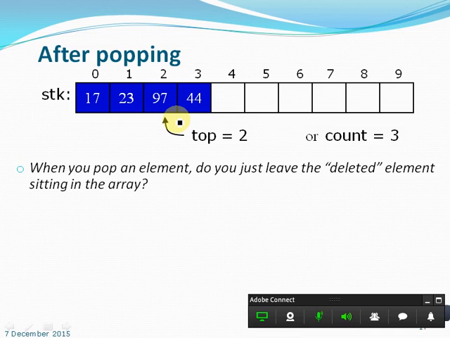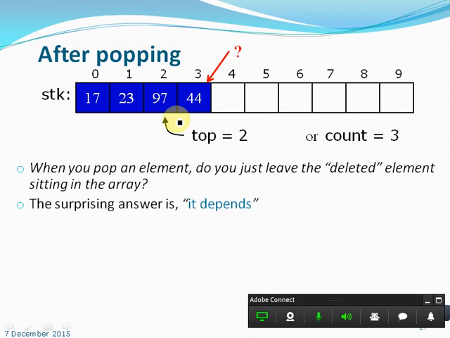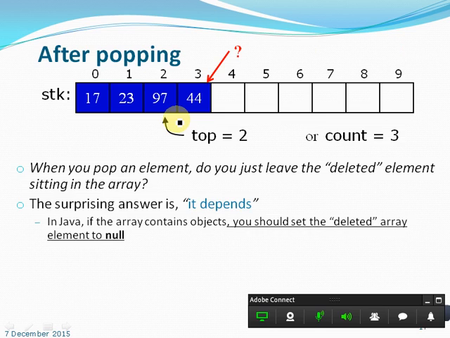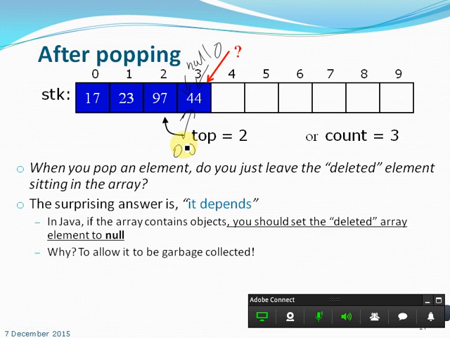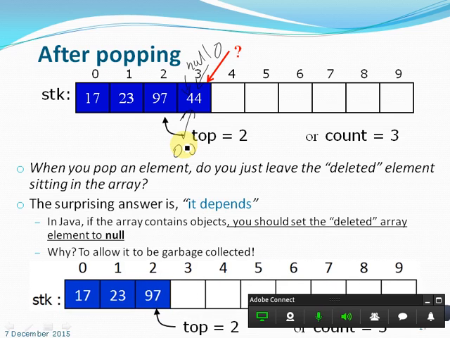So when you pop an element, do you just leave the deleted element sitting in the array, or do you need to remove that element? So what happens to this element? It depends. If it is an object, you need to set this to null. If it is not an object, it is an integer, you need to set this to 0. If it is a double value, you need to set to 0.0. Because when you set this, then that object will be available for the garbage collector to free the space. Now here, after removing, your top element will be 97, top will be 2, our counter will be 3.